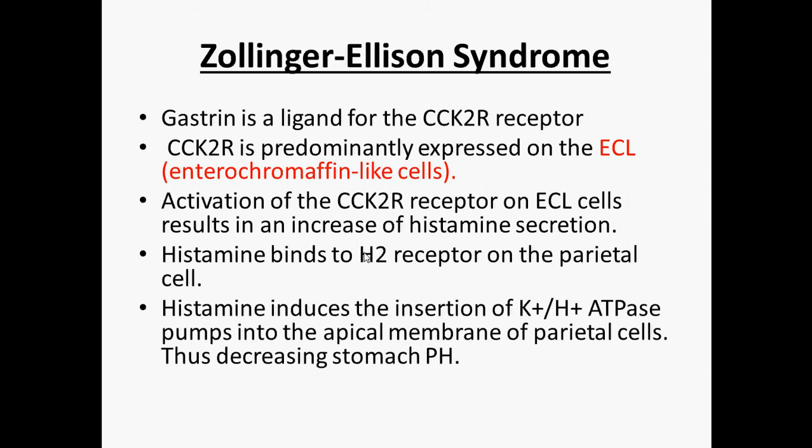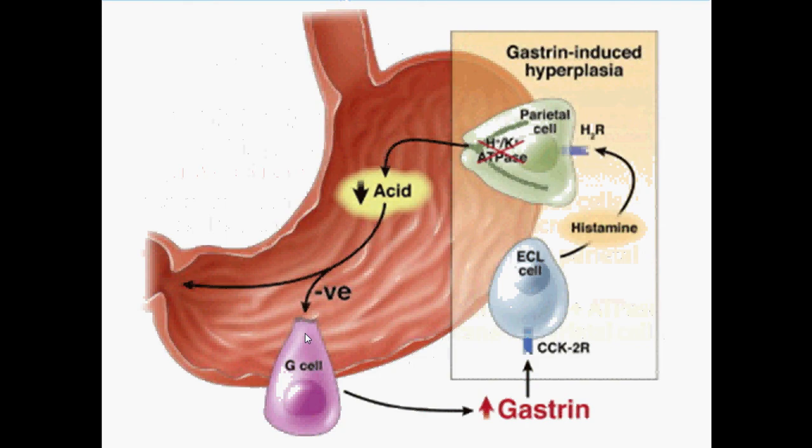And CCK2R receptor is primarily expressed on the ECL, enterochromaffin-like cells. And activation of the ECL cells causes it to release histamine, and histamine binds to the parietal cells, which will induce the hydrogen pumps to go to the plasma membrane of the parietal cells.